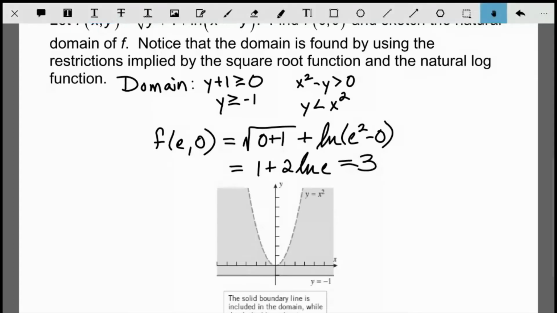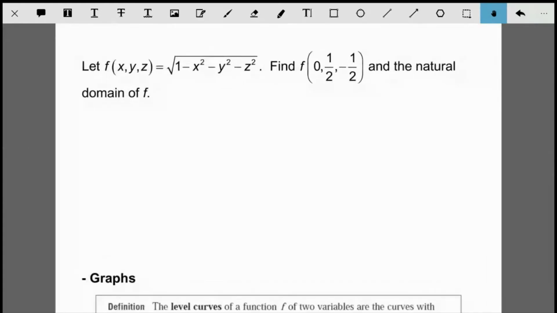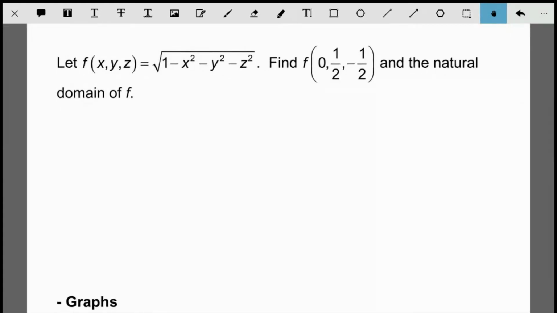Okay, so some of that's just notation. Some of it's just the idea of getting accustomed to the domain restrictions that we were talking about earlier. All right, so let's take a look at another example. Now, this is a little more complicated because we have a function of 3 variables. f of x, y, and z is equal to the square root of 1 minus x squared minus y squared minus z squared. It also says to find f of 0, 1/2, negative 1/2.